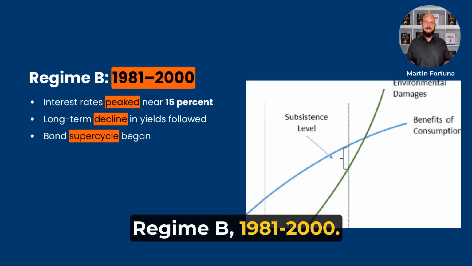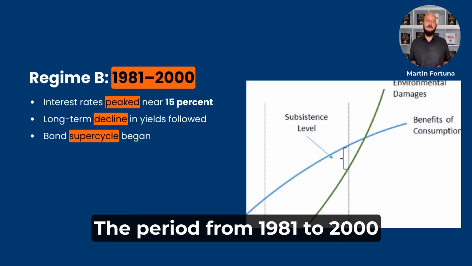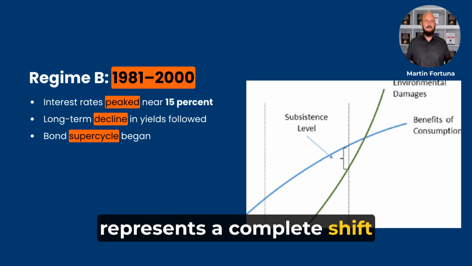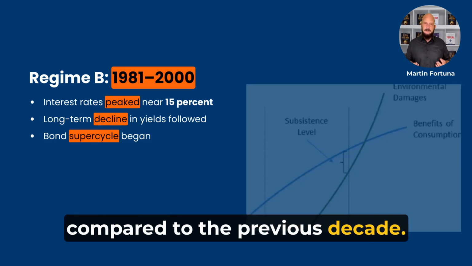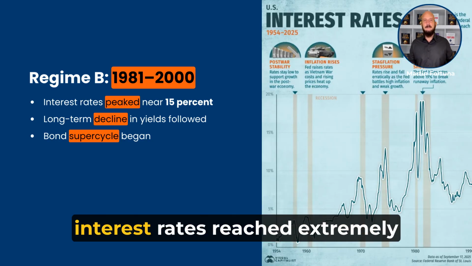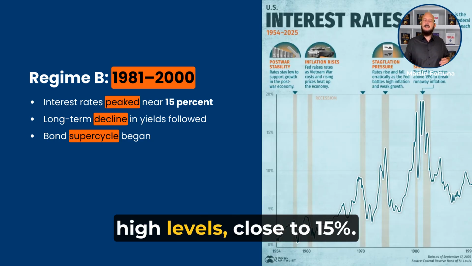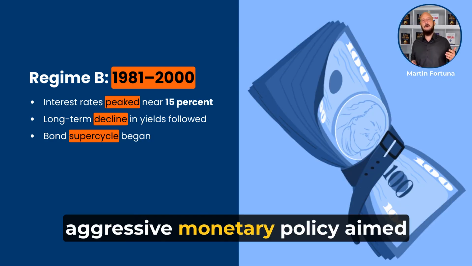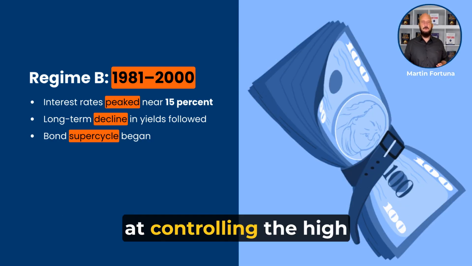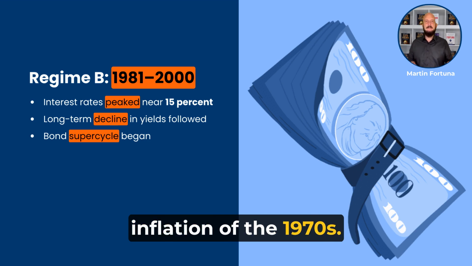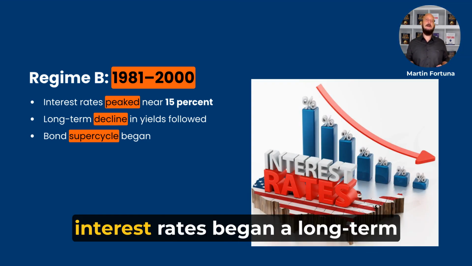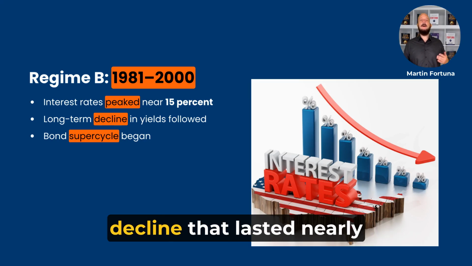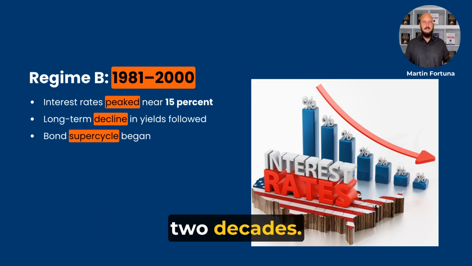Regime B, 1981-2000. The period from 1981 to 2000 represents a complete shift compared to the previous decade. At the beginning of this era, interest rates reached extremely high levels, close to 15%. This was the result of aggressive monetary policy aimed at controlling the high inflation of the 1970s. After this peak, interest rates began a long-term decline that lasted nearly 2 decades.